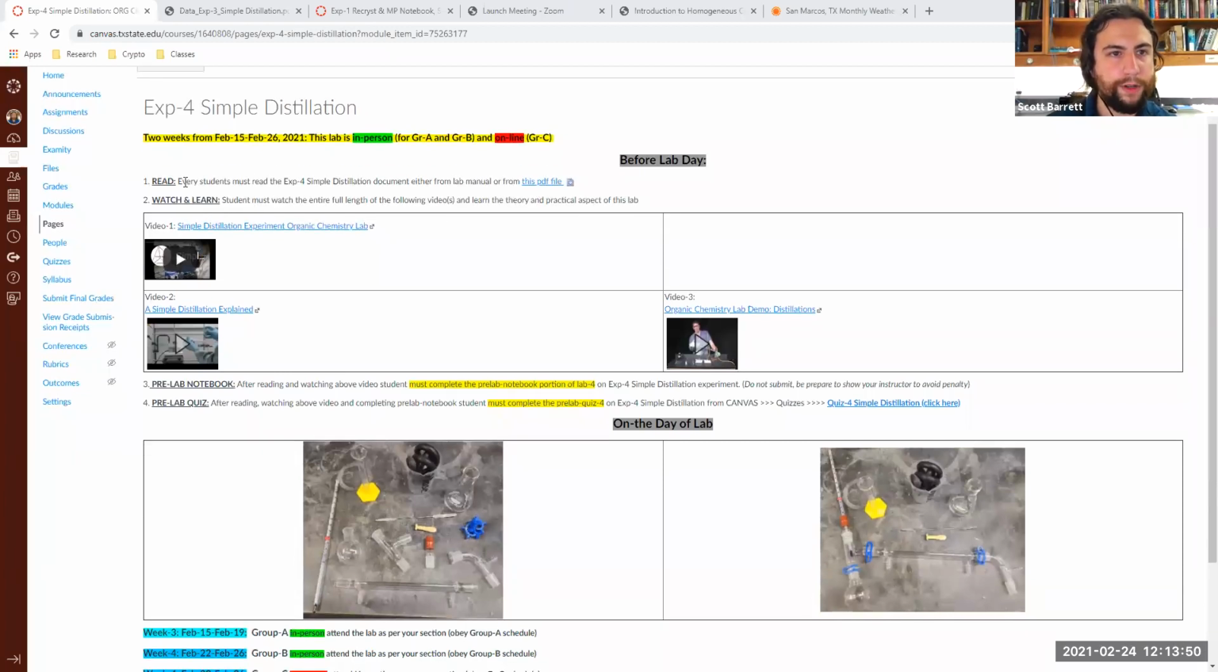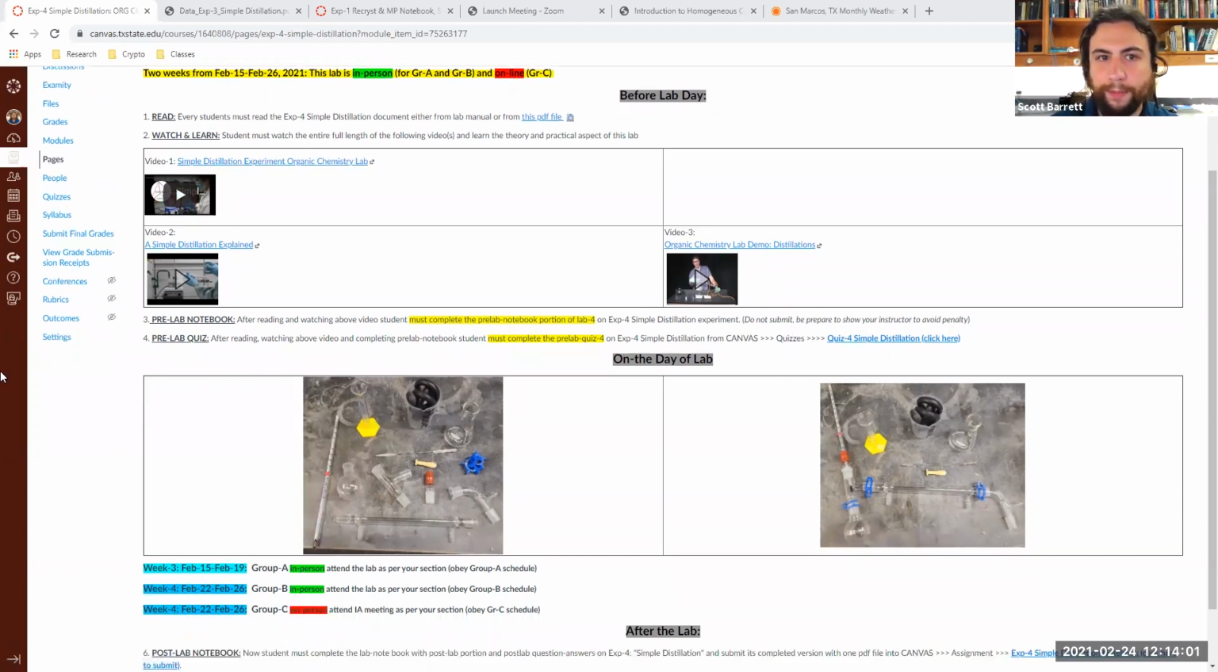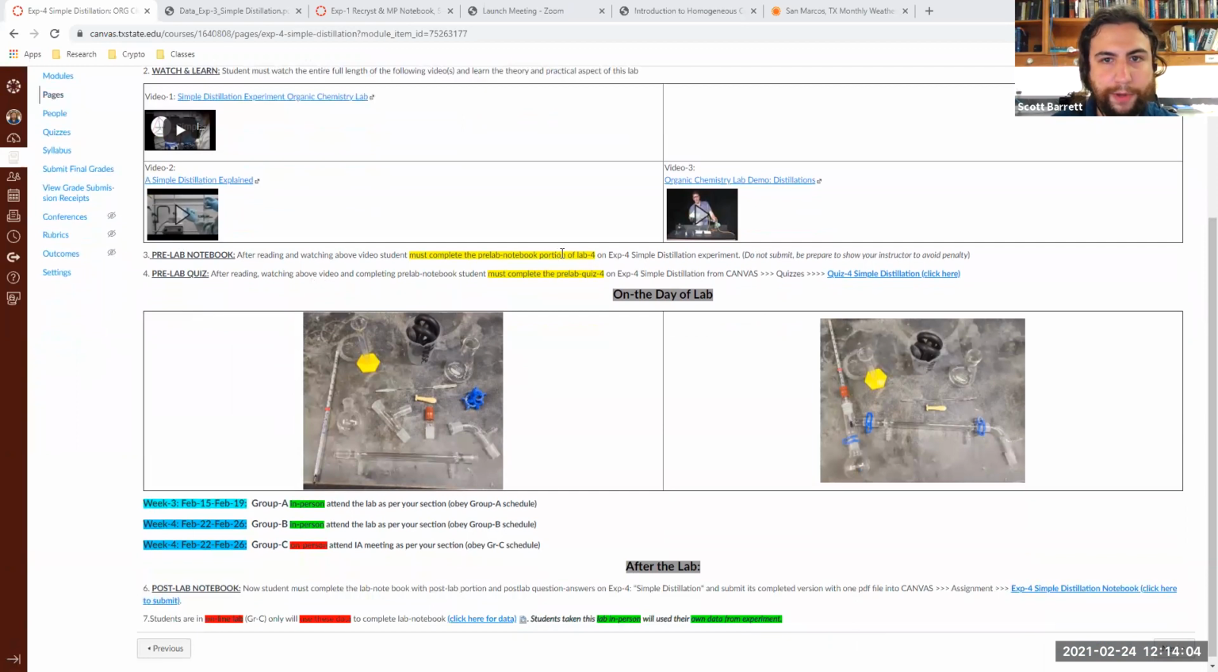Okay, so simple distillation. We did fractional last week. Let me share the screen of the module so everyone knows we're all on the same page. Firstly, we're going to read through the manual together, like we usually do. Secondly, make sure that everyone watches video 1, video 2, and video 3 on your own time. Number 3, the pre-lab notebooks, we won't worry about this week because of the sheer quantity of people who are not going to be able to make the lab.